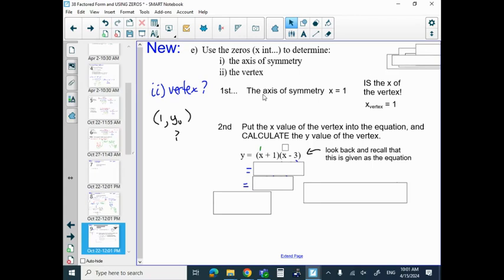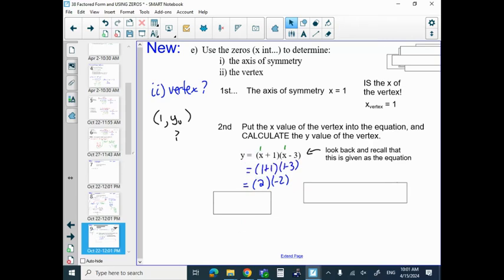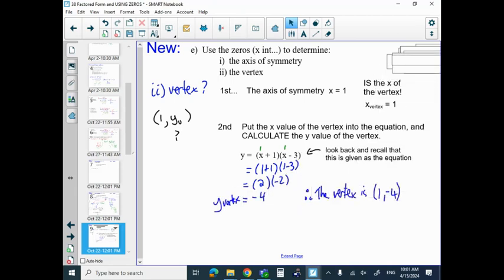And then we just put that value in and calculate, right? So we can put in that 1 in both spots. We end up with a 1 plus a 1 and a 1 minus a 3. Separate those out a little bit for you. There we go. So we end up with a 2 times a -2, and so we have a y value of the vertex of -4, and so then that y value can go in and end up with the actual vertex at (1, -4).